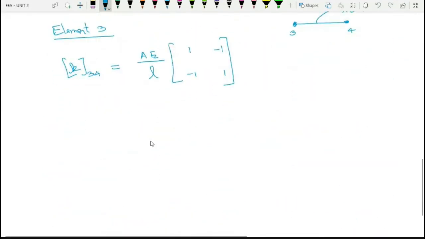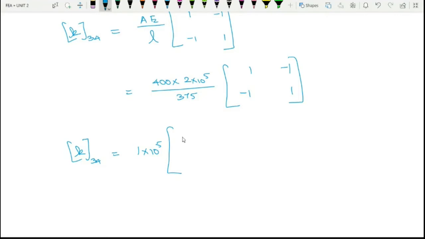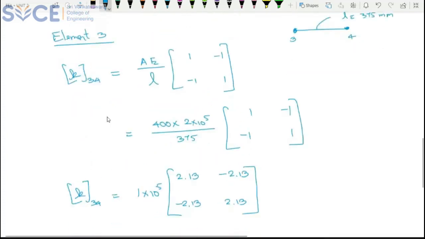In that case, you will get area 400 into Young's modulus 2 into 10 power 5 divided by 375, times plus 1, minus 1, minus 1 and 1. So what will be the value here? You are getting 2.13. So it is 2.13, minus 2.13, minus 2.13 and 2.13. So this is my value. Your element 3 is also over now.